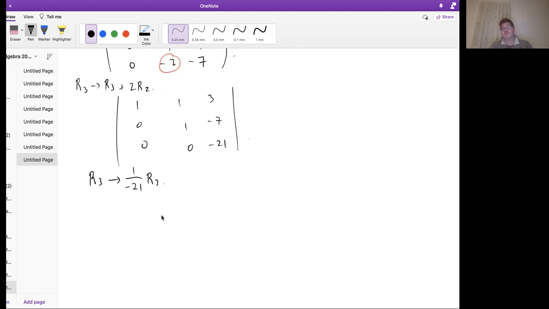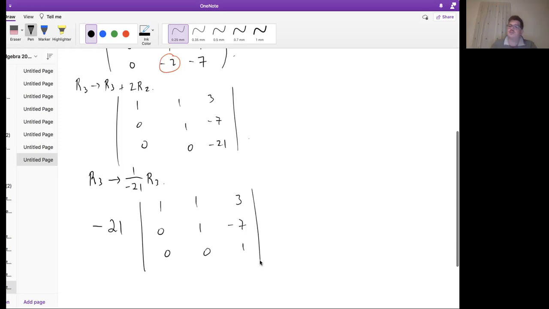So when I do the division 1 over -21, how is the original affected? Right, it gets divided by 1 over -21. So what I could do is if I multiply by -21, then the determinants are the same.